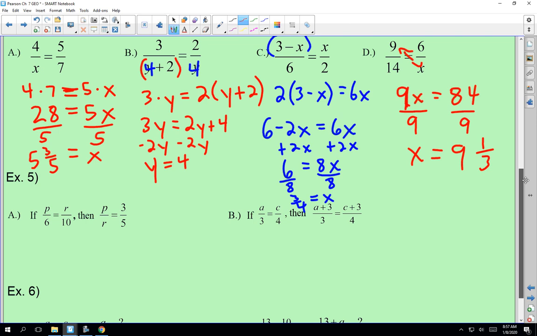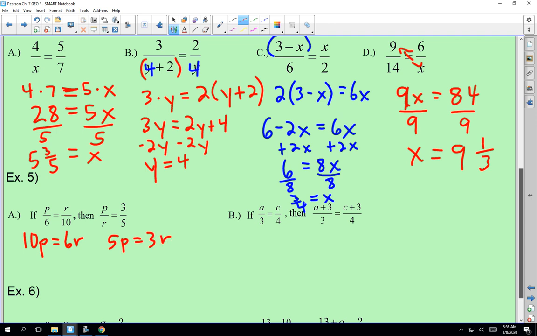All right. Down here we have just applying the properties. It says if P over 6 equals R over 10, then P over R equals 3 over 5. So I think I asked you which properties you use. So whether the statement, oh, just whether the statement is true or not. So the question is, is the statement true? A really easy way to check this would be to cross multiply and look at the cross product. I have to do a little simplifying, but if you look at the cross product here, I have 10p equals 6r, and here I have 5p equals 3r.